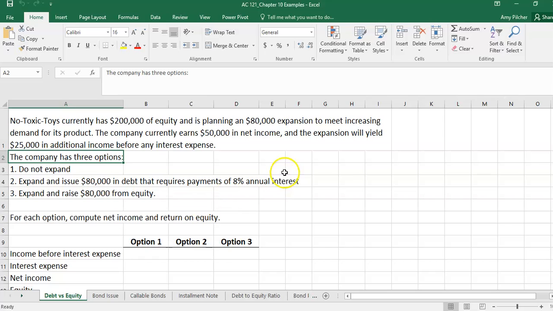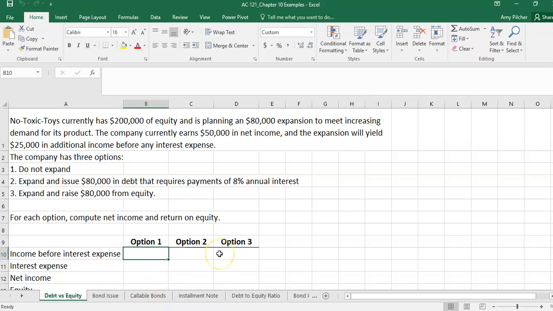So in our information, we say that we currently have $200,000 worth of equity. The expansion is planned to cost $80,000. We currently earn $50,000 in net income, and the expansion will yield $25,000 in additional income before interest expense. So under our three options: do not expand, expand and issue debt, or expand and raise equity from stock.